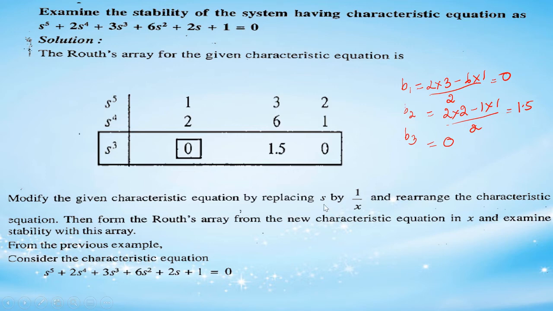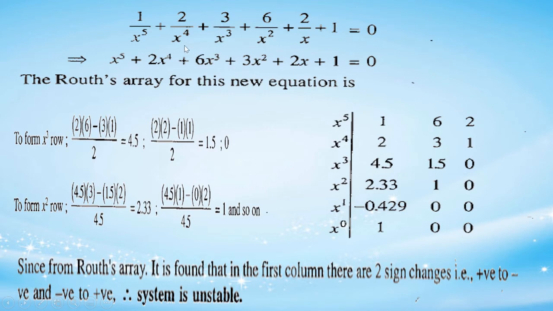Then substitute s by 1 by x in this characteristic equation. The equation becomes 1 by x to the power of 5 plus 2 by x to the power of 4 plus 3 by x cube plus 6 by x square plus 2 by x plus 1, that will be equal to 0. Take the LCM and rearrange the terms, you will get the equation like this. Now you have to form the Routh array using this new equation.